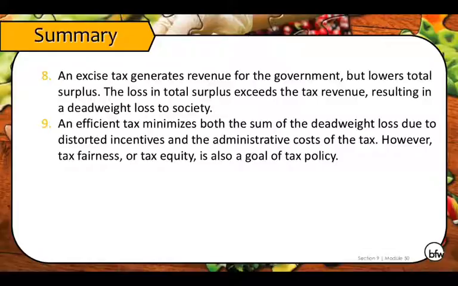So an efficient tax minimizes both the sum of the deadweight loss due to distorted incentives and the administrative costs of the tax. However, tax fairness or tax equity is also a goal of tax policy that needs to be considered.